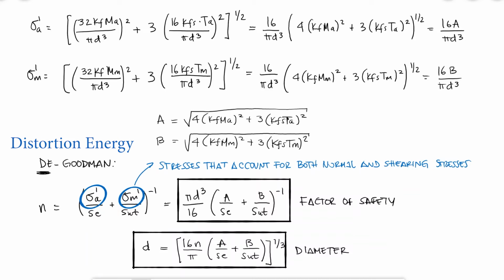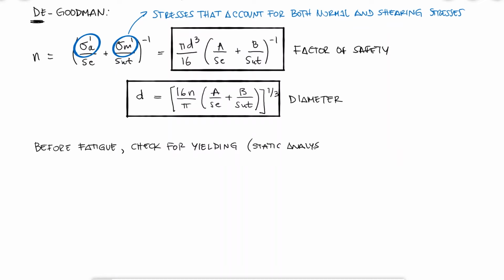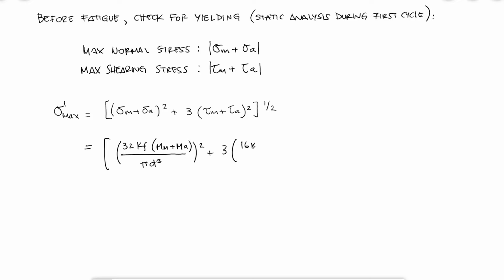As always, with any cyclic loading calculations, you should always first check for yielding during that first cycle. The maximum stress will be the absolute value of the mean stress plus the alternating stress for both the normal and shearing stresses. The corresponding maximum von Mises stress would then be compared to the yield strength for a factor of safety for yielding value.